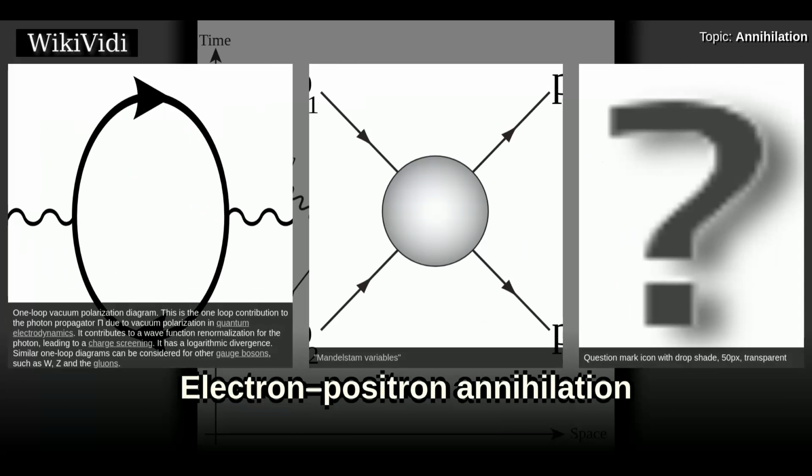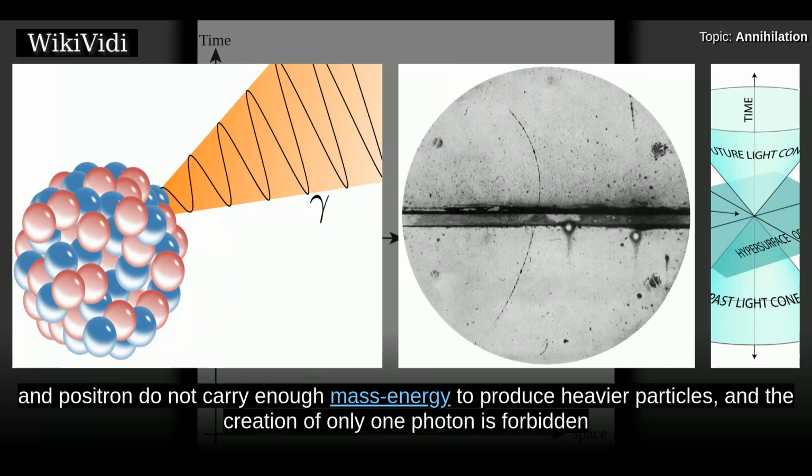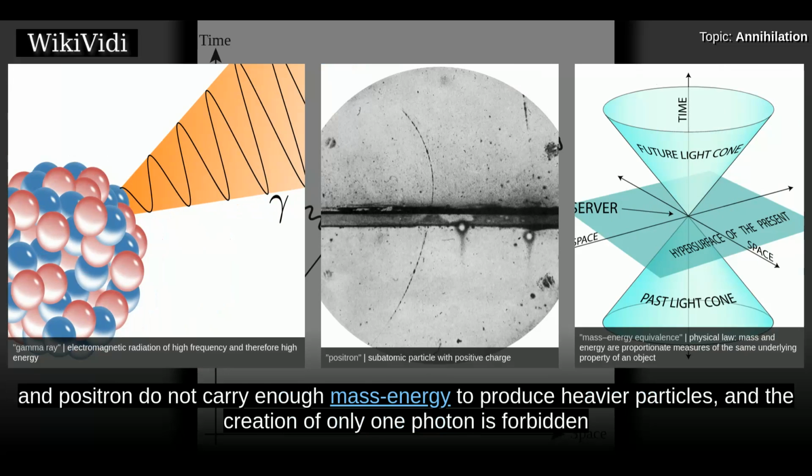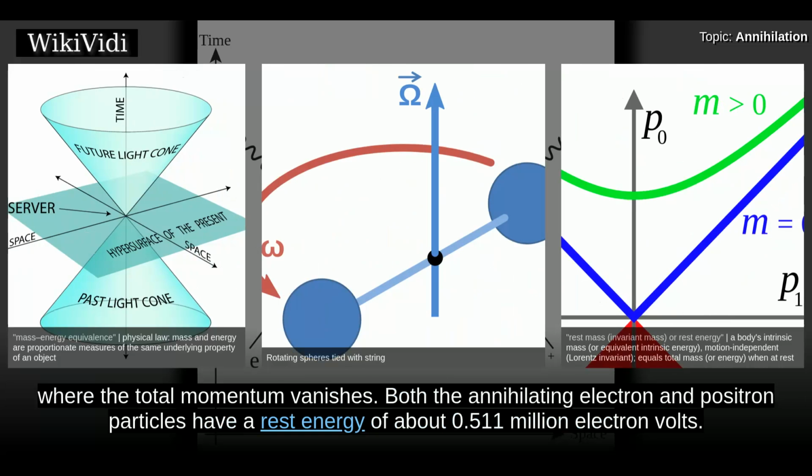Electron-positron annihilation. When a low-energy electron annihilates a low-energy positron, they can only produce two gamma-ray photons, since the electron and positron do not carry enough mass energy to produce heavier particles, and the creation of only one photon is forbidden. By momentum conservation, a single photon would carry non-zero momentum in any frame, including the center of momentum frame, where the total momentum vanishes.